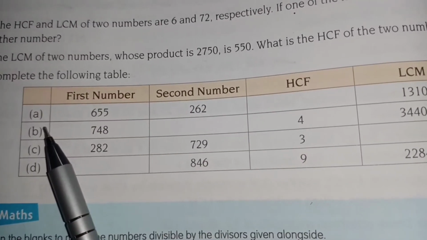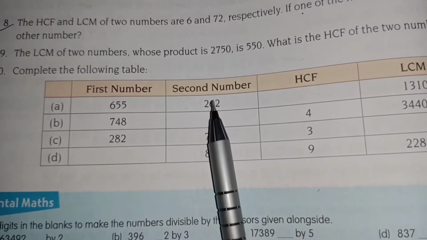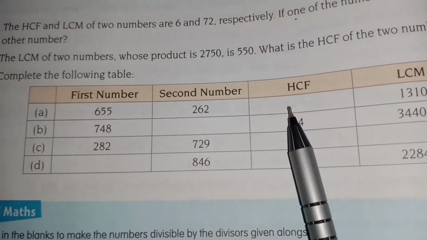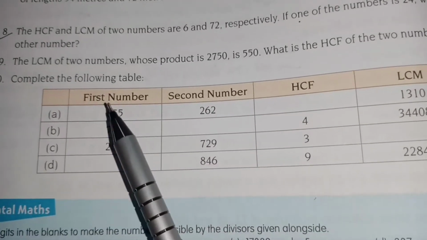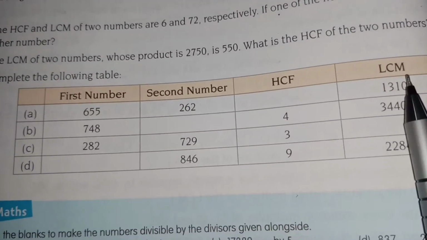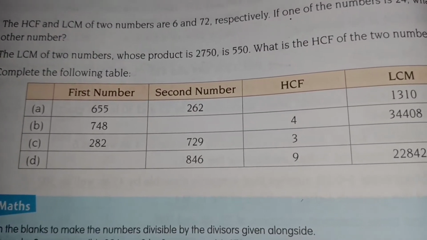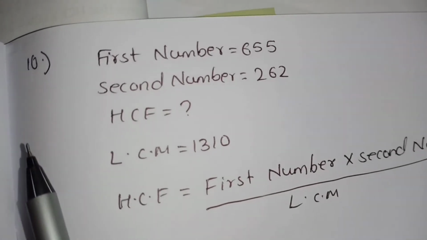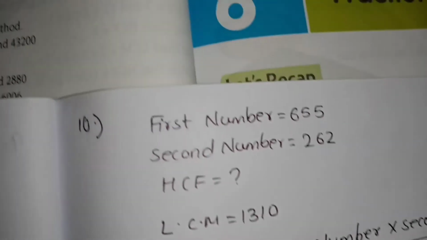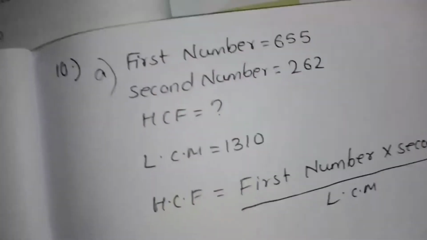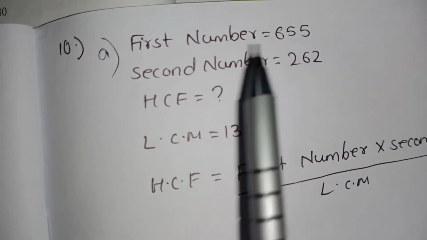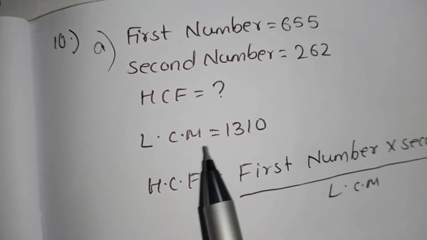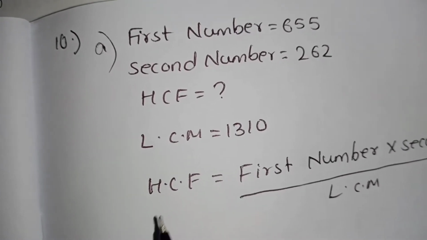Now in the first case, first number is given, second number is given, and LCM is given. We have to find the HCF. I have already taught you how to find the HCF. You have to multiply these two numbers and divide by LCM. So let us write A. First number is 655, second number 262. We have to find HCF. LCM is given, 1310.